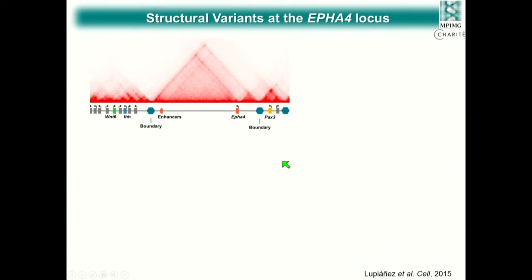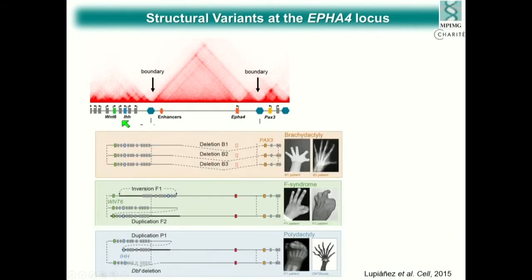And I will show you how they can do it. To do that, I will go to a specific locus here called the EPHA4 locus. So in the EPHA4 locus, you have 2 boundaries. Here, in this very large TAD, you have the EPHA4 gene and you have enhancers. And what we know is that a couple of structural variants at this locus have been shown to result in limb defects. So the patterning of the limb was wrong.